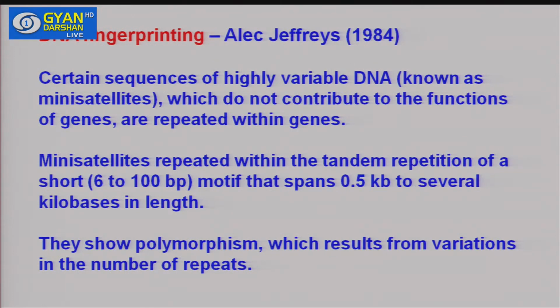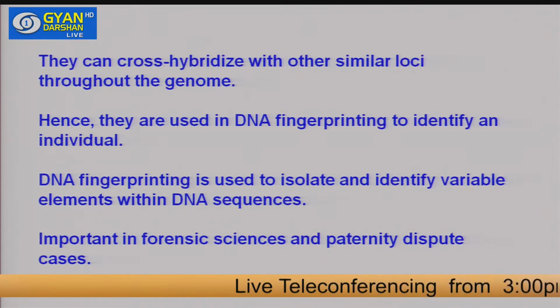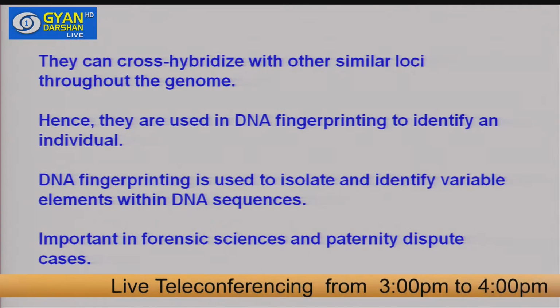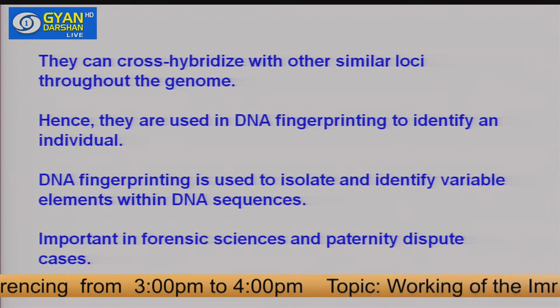Certain sequences of highly variable DNA known as minisatellites, which do not contribute to the function of genes, are repeated within genes. Minisatellites are tandem repetitions of a short motif that span 0.5 kilobase to several kilobases in length, and these mostly show polymorphism. That means there is a variation in the number of the repeats. So they can cross-hybridize with similar loci throughout the genome, and therefore they can be used for fingerprinting.